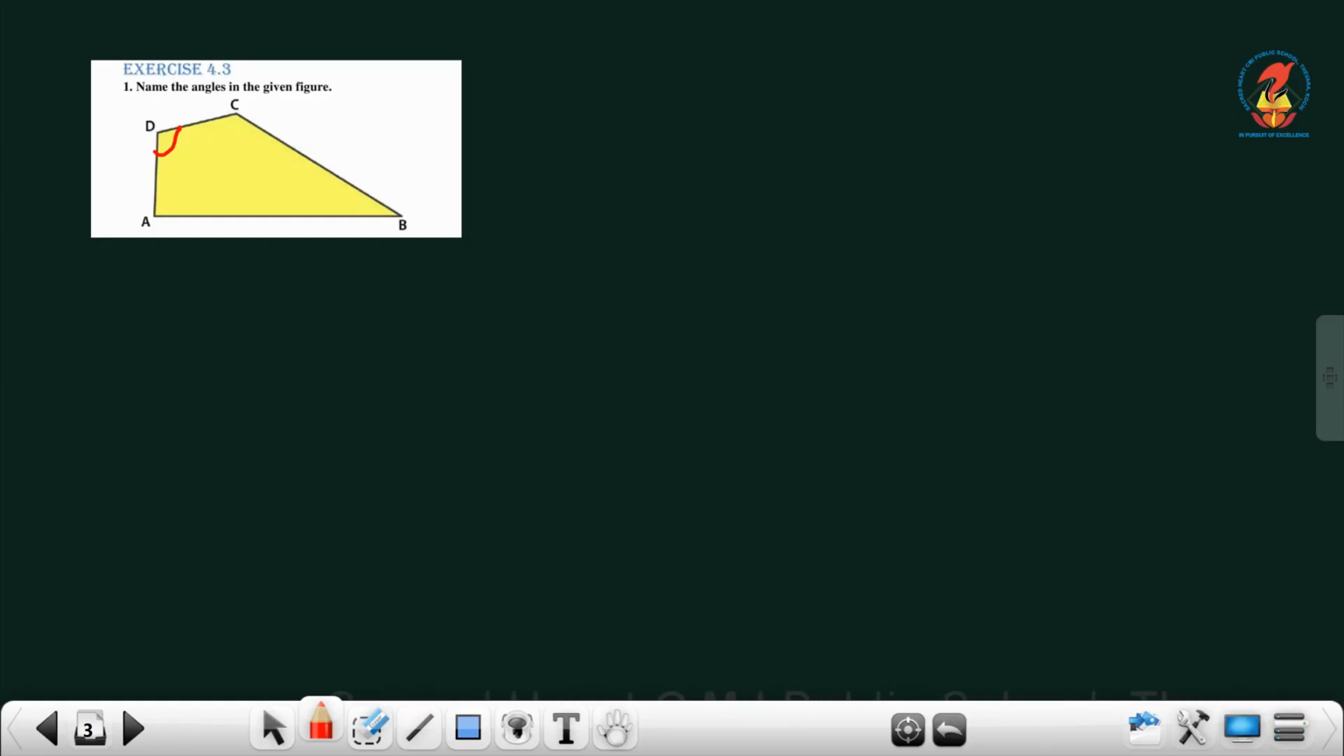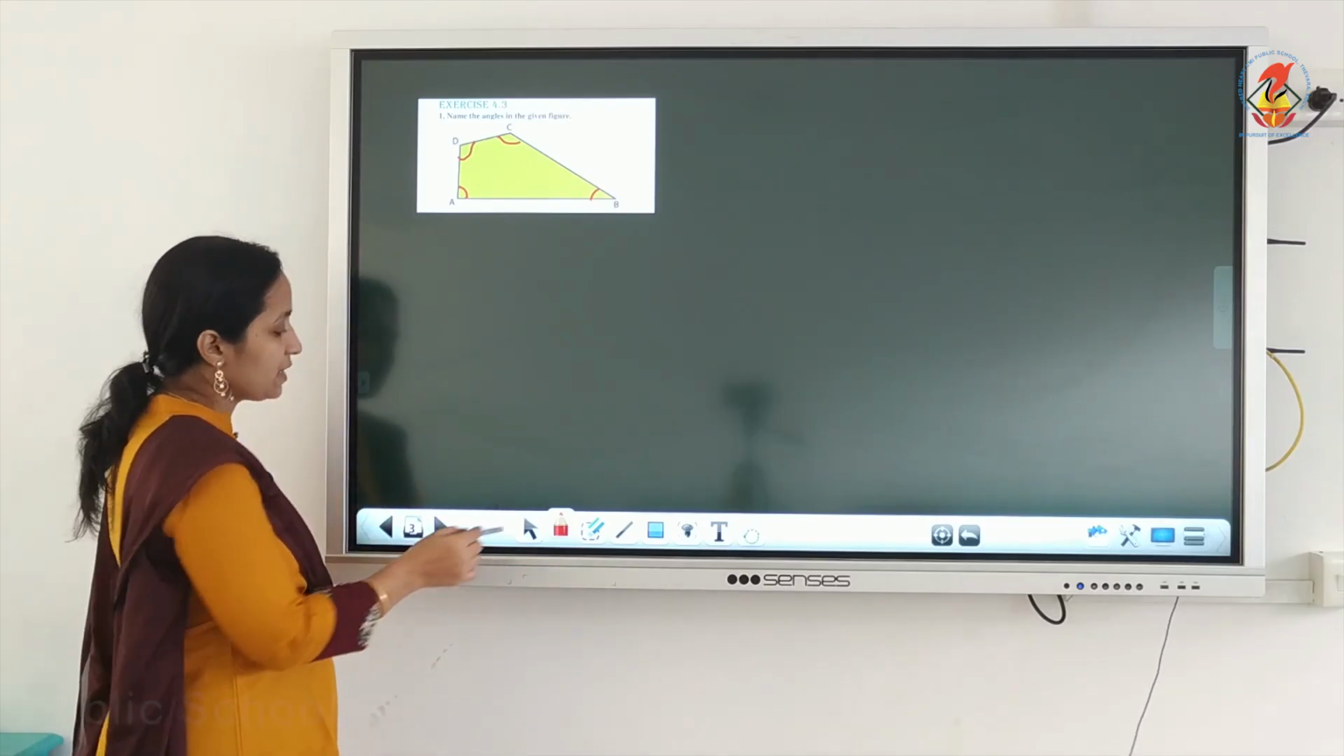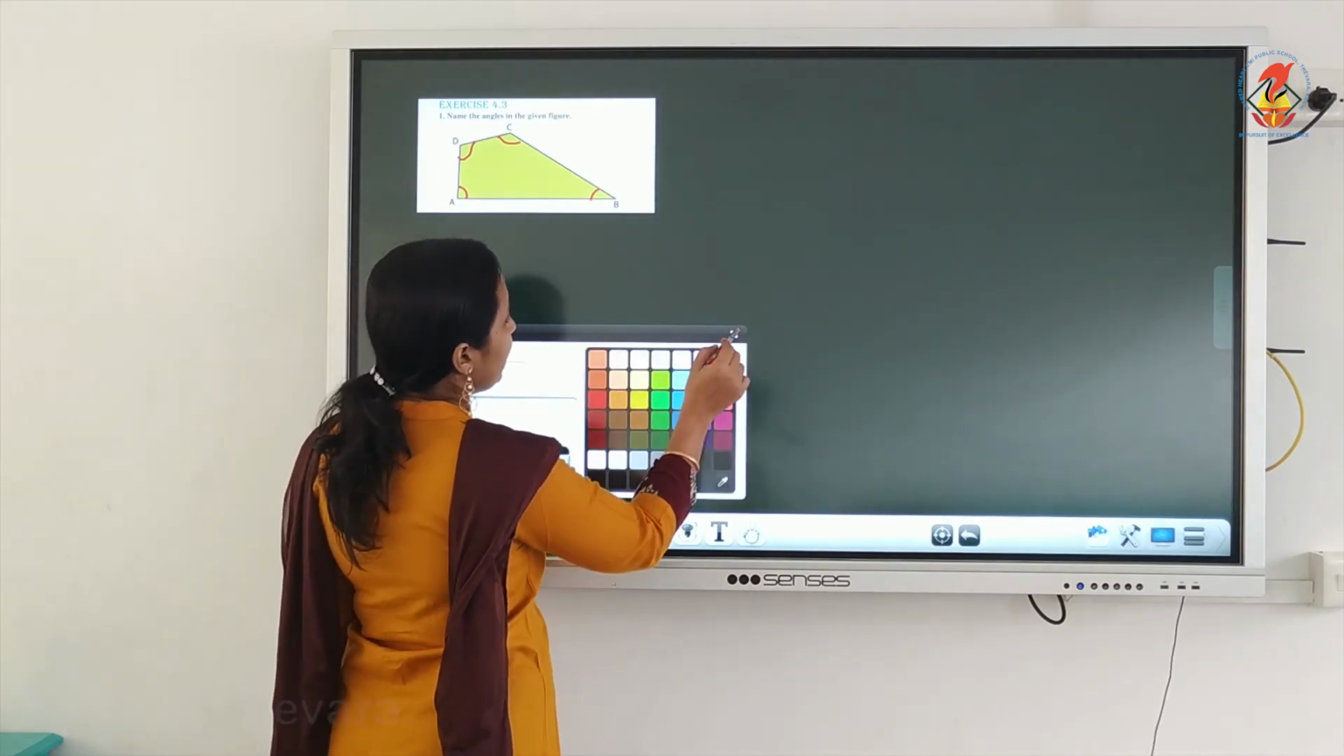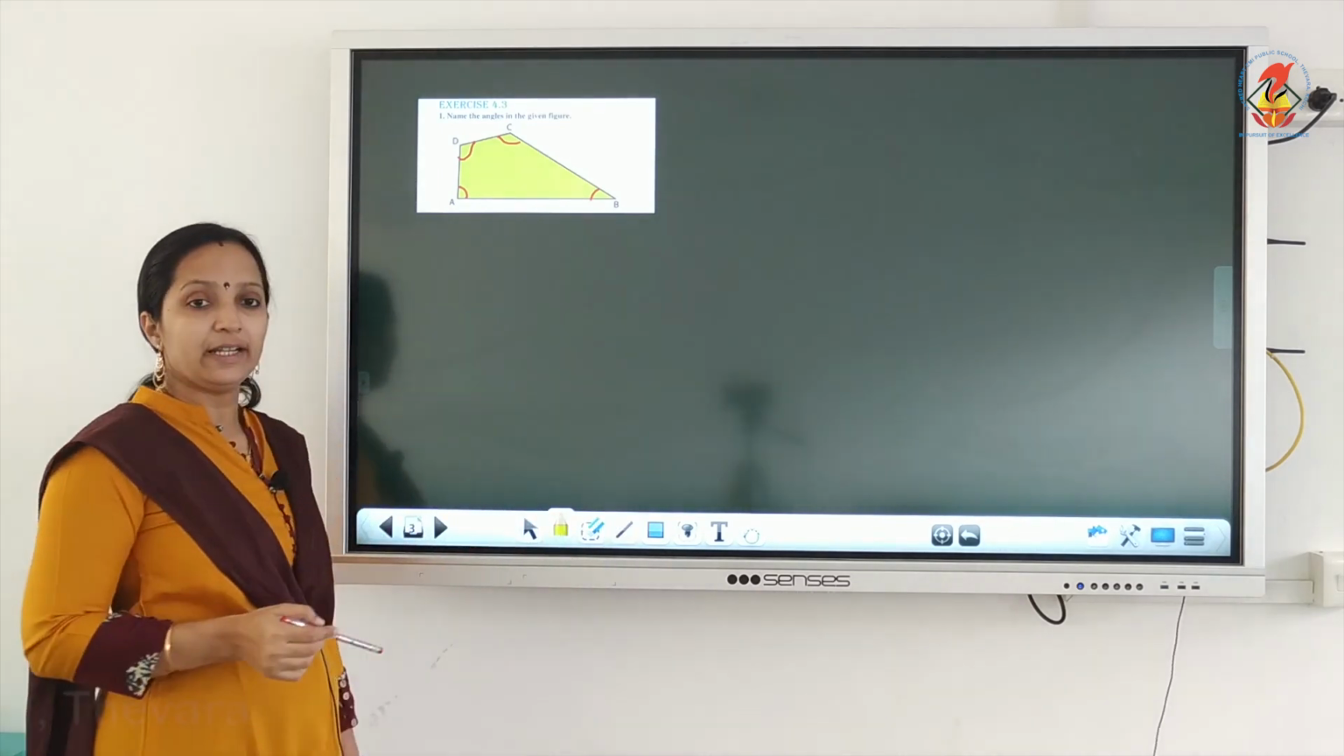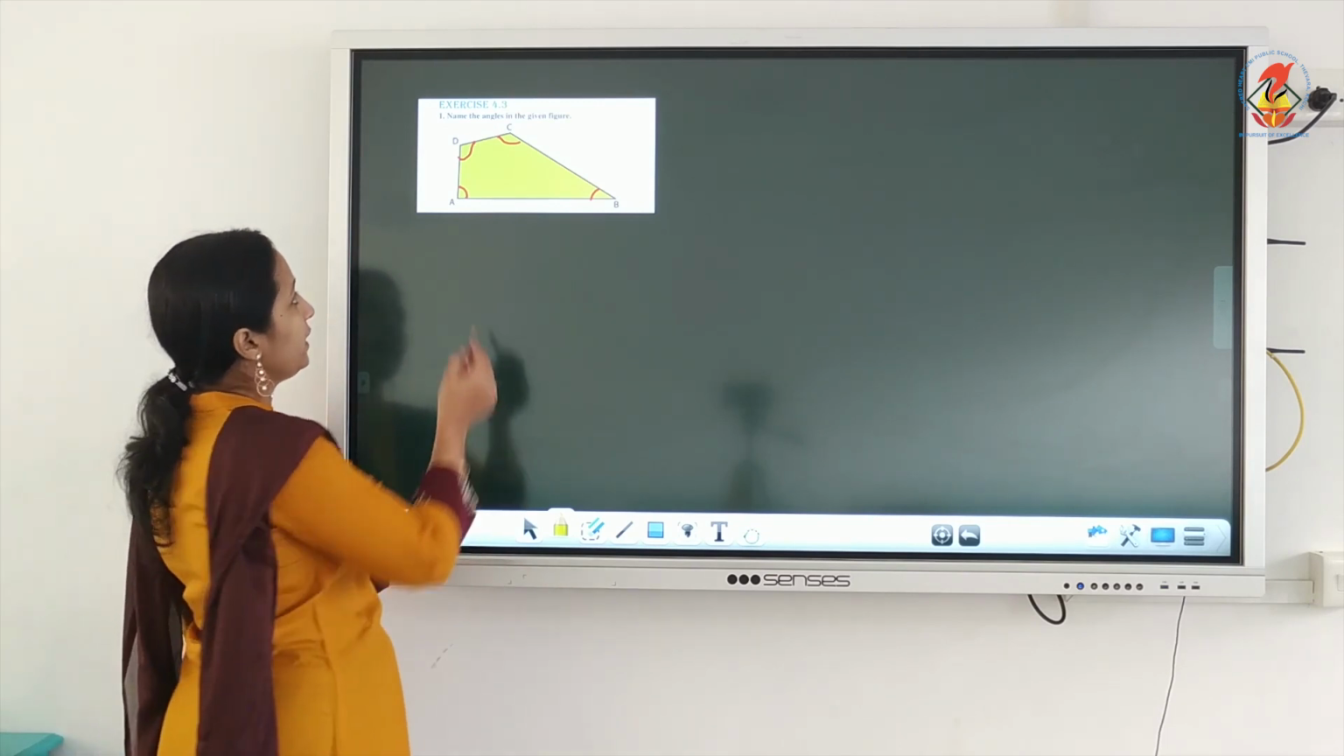Here one angle is there. Here one angle is there. Here one angle is there. And here one angle is there. Is it? There are 4 angles in this particular figure. Okay. Now how will we name these angles? I told you, you can name an angle by using 3 letters or by using 1 letter.